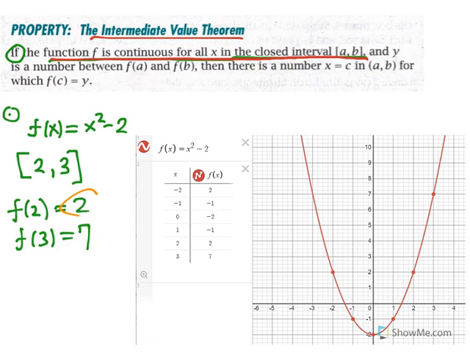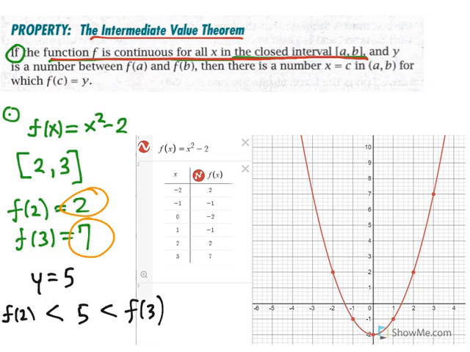So suppose I choose a number that's between 2 and 7, maybe 5. So maybe I choose y to be equal to 5. Then it is true that 5 is between f of 2 and f of 3, which is equal to 7. So look at this. Now we have a y value that is between f of a and f of b.